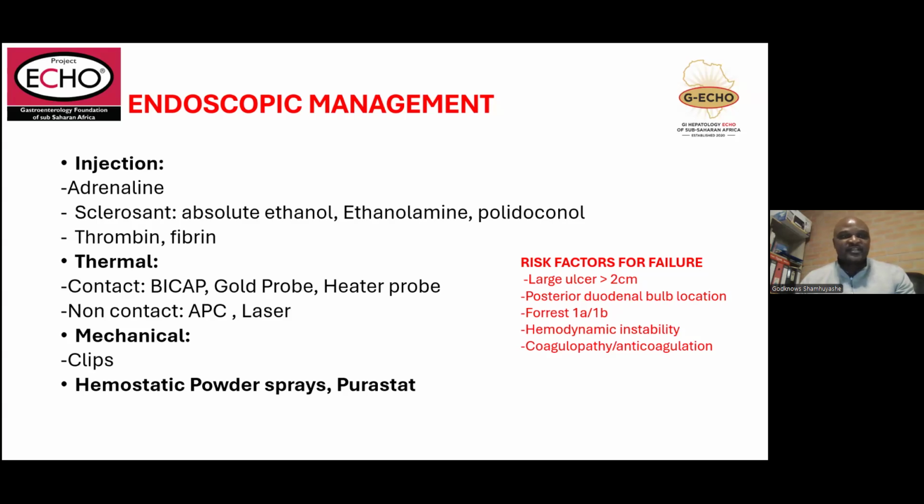So the modalities which you can use vary. It depends on the availability at your institution. However, there are some risk factors for failure. You might find that large ulcers, more than 2 centimeters, might be difficult to manage, and also those in the posterior duodenal bulb, patients who are hemodynamically unstable, and those who have coagulopathy. These patients' risk of rebleeding might be very high.